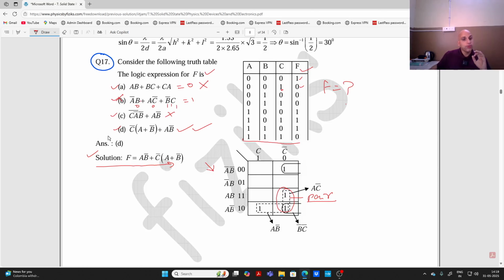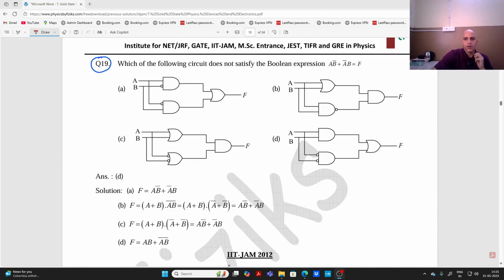But if we have a group of four ones, like 1 1 1 1 or 1 1 1 1 or 1 1 1 1, all these groups are known as a quad in Karnaugh map. If we have a group of 8 ones, that is known as an octet, right? So pair, quad and octet: these are three terms associated with Karnaugh maps. So if you are asked what is a pair, what is a quad and what is an octet in Karnaugh map, then you can answer it, right? Now I am going to the next question.